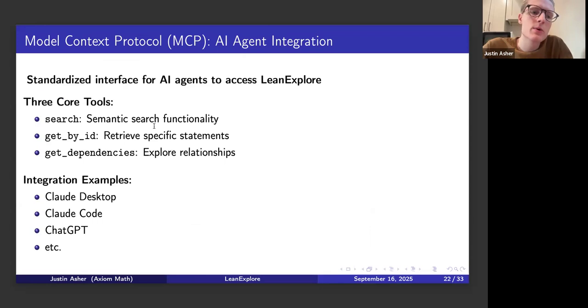And what this means is that when it got the dependencies, it would return a list of the names of all the dependencies and would also return their IDs so that the AI system could then grab some of those dependencies by their ID and understand what they mean and what they represent. So using these three tools, an AI system could help an AI write Lean code.